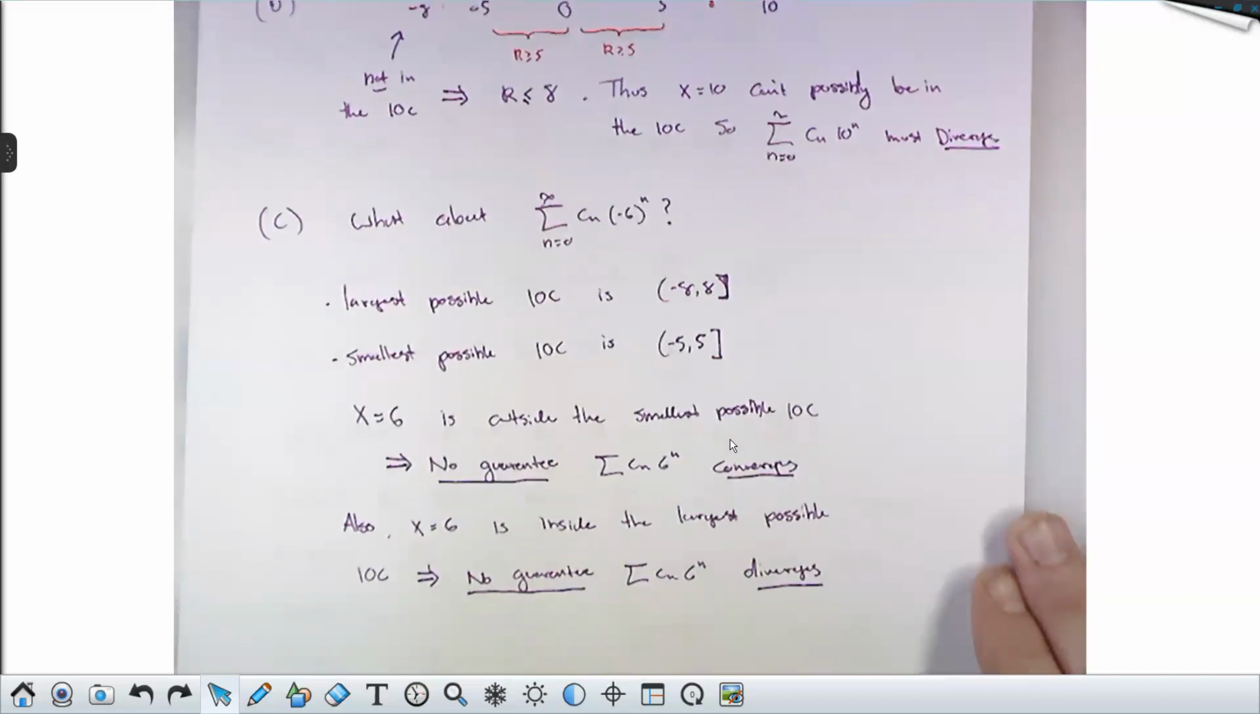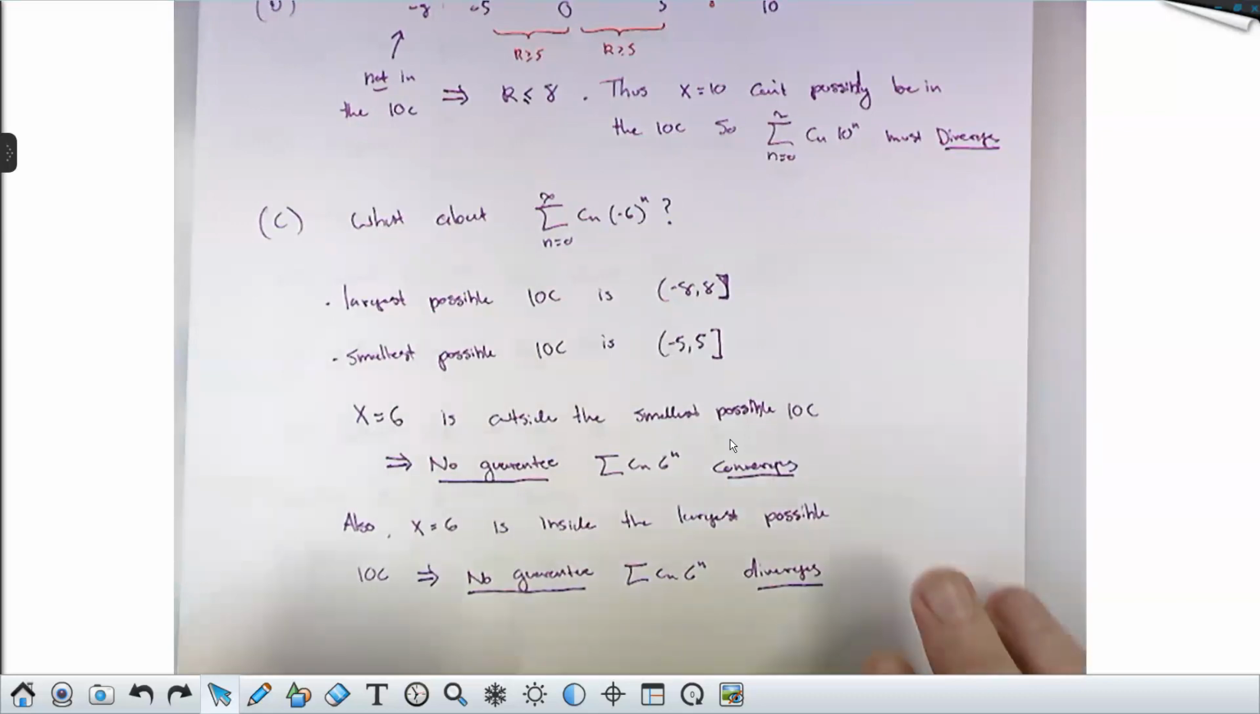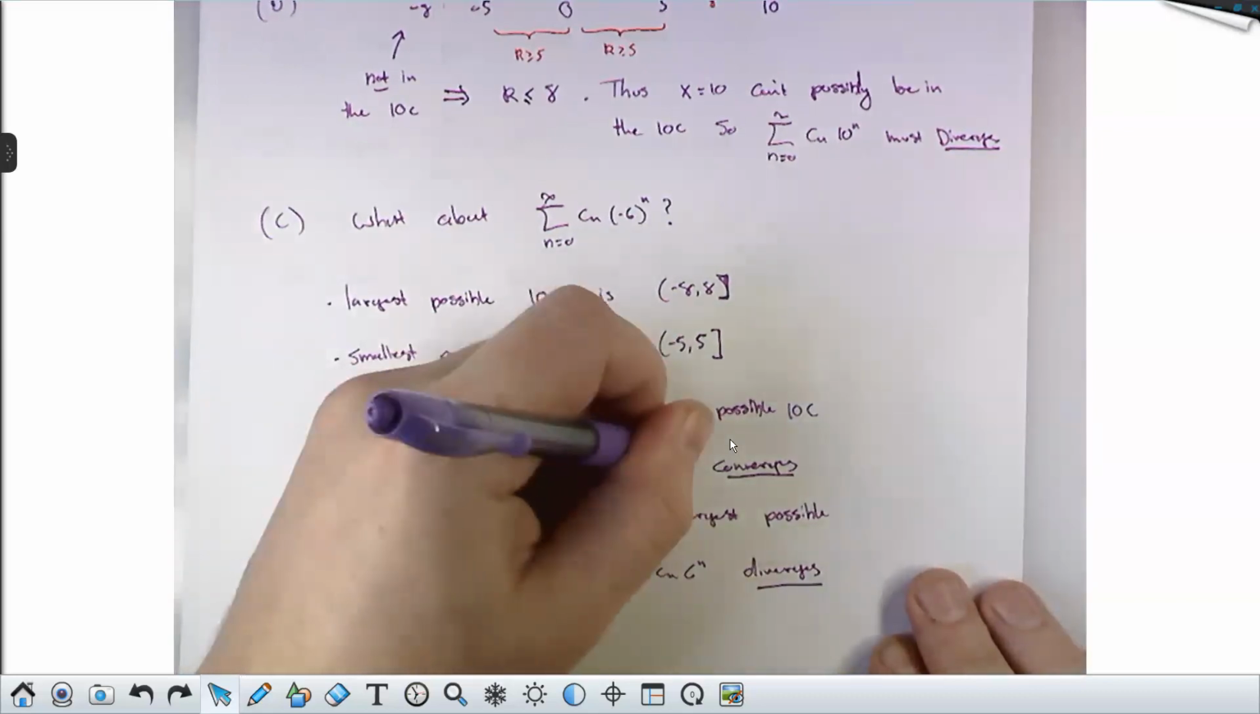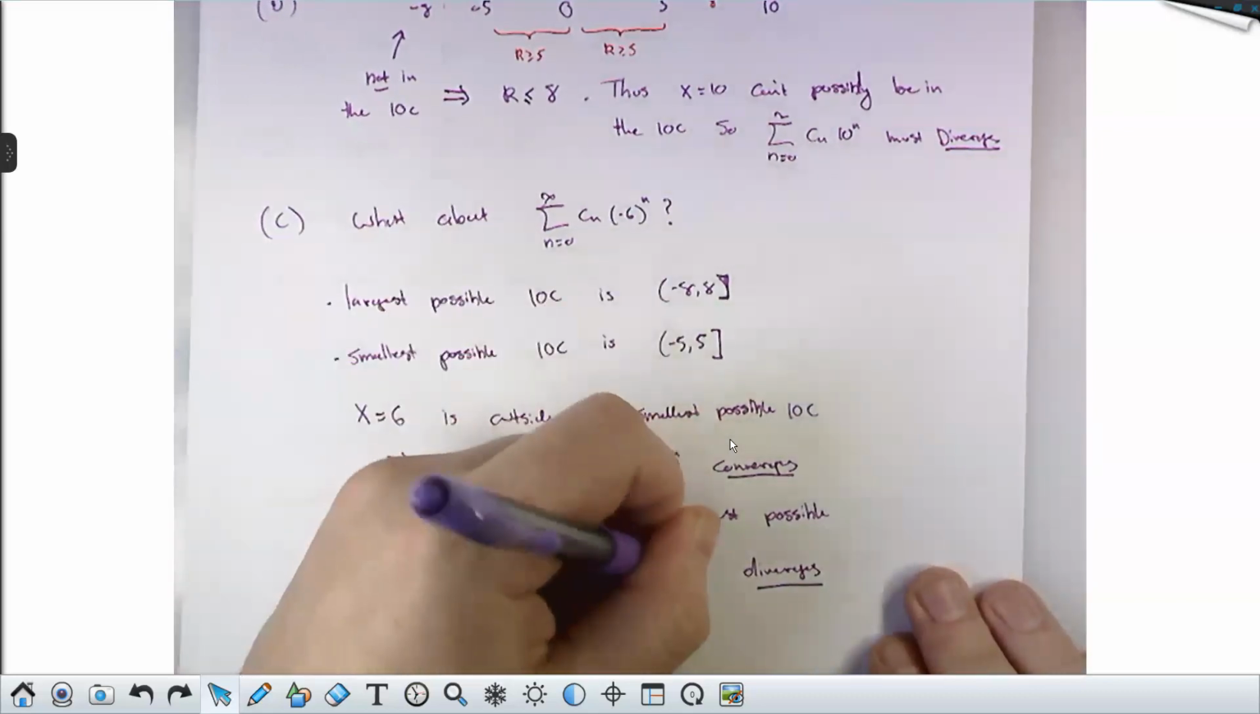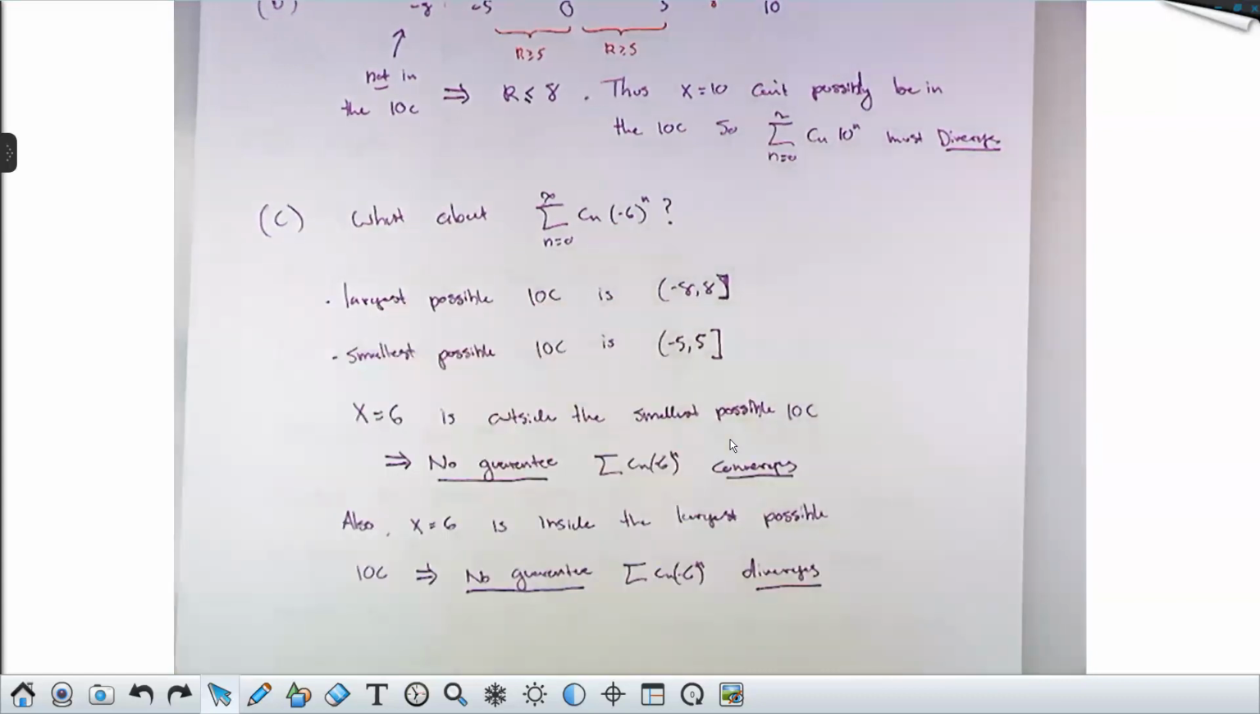So in other words, with the information we've been given, oh, negative 16, sorry. With the information we've been given, I cannot guarantee that this series, the series in C, diverges or converges. I can't say for sure either way. I do not have enough information.